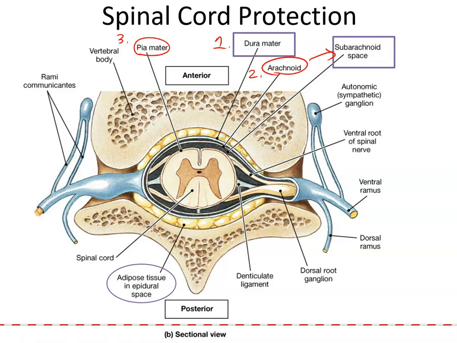Technically, this translates as soft mother. This is the innermost, very delicate covering around the spinal cord. So it is the deepest of these three meninges or membranes: dura mater, arachnoid matter, and then the deepest is pia mater.